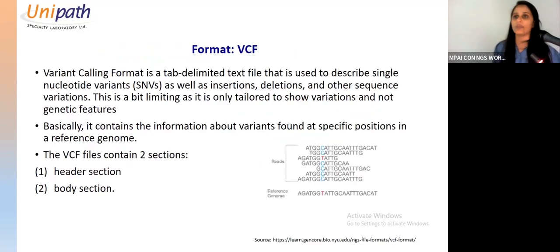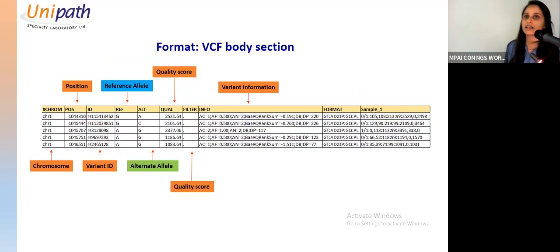Now the VCF format. The thing which I showed previously was like a graphical representation. But when you do sequencing, you end up with like 30,000-40,000 variants, right? So it is in the form of a file where they are listed one by one. So how are they listed? It's like this. So this is the VCF format.